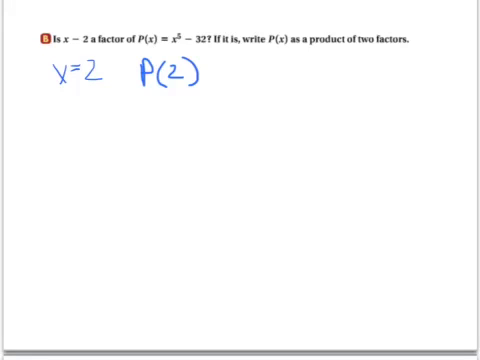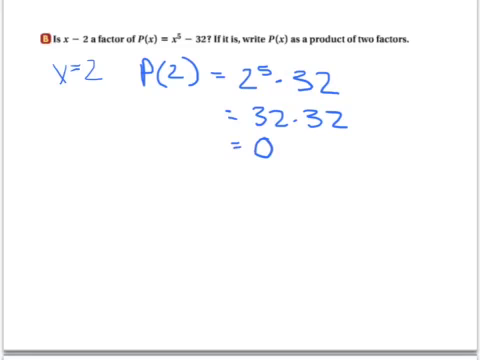Can we use the 0 of 2 to get 0? Does this work? So you evaluate for p of 2 by putting in 2 for x, and that's 32 minus 32, which is 0. Since we got 0, that proves to us that yes, x equals 2 is a solution. X equals 2 is a solution because when you evaluate it at 2, you get 0. We found the 0.